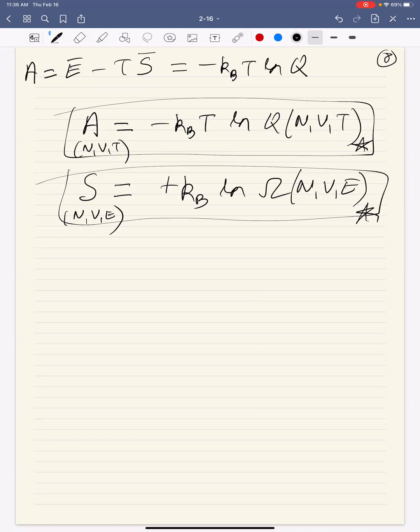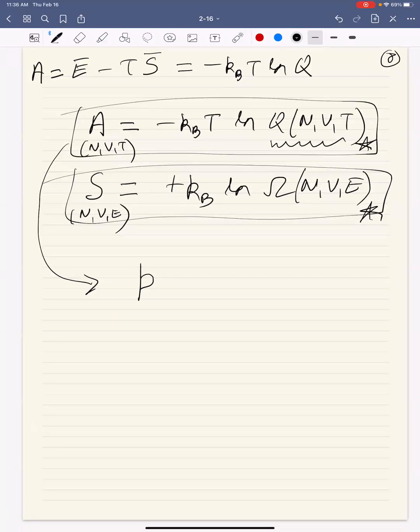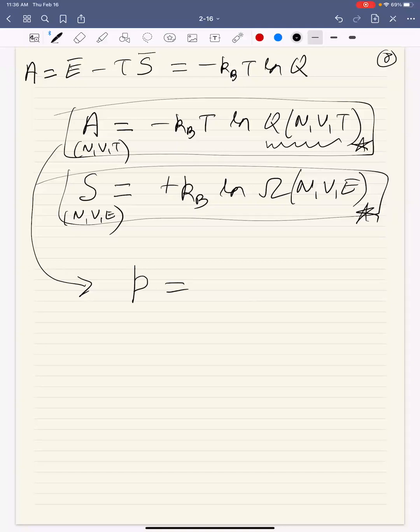Now if I asked you, great, you have some problem where you set it up in a canonical ensemble, you calculated the canonical partition function. Tell me the pressure of the system. What would I do to do that? How would I get the pressure from a canonical ensemble? Derivative in terms of volume. Yeah, do you remember what's the relation? It's dA over dV. There's a minus sign though. Yeah.